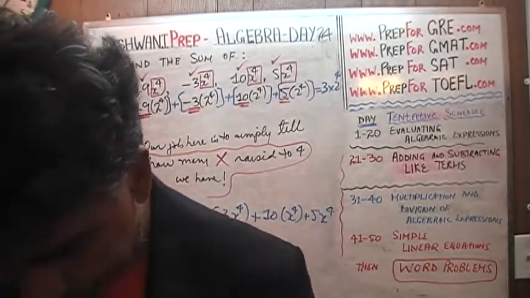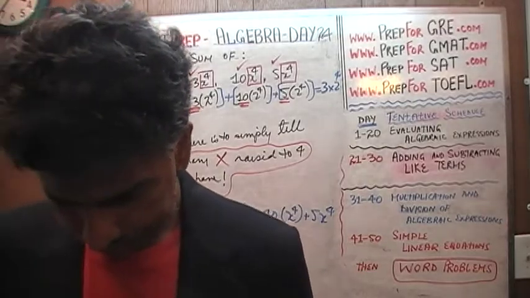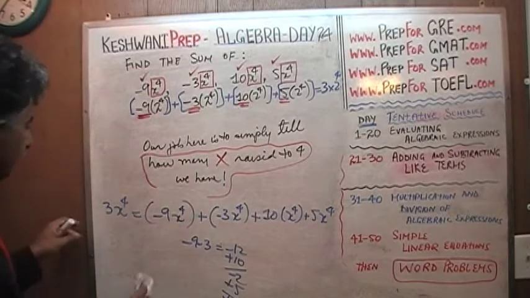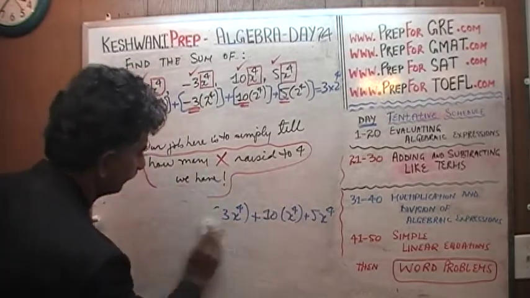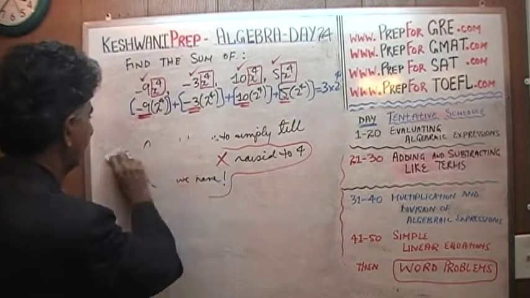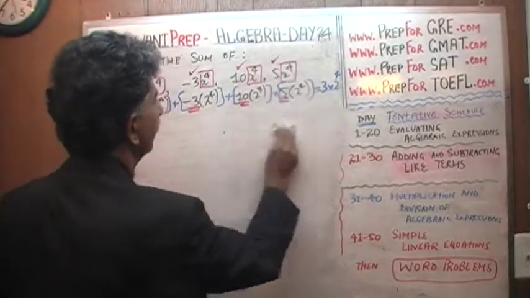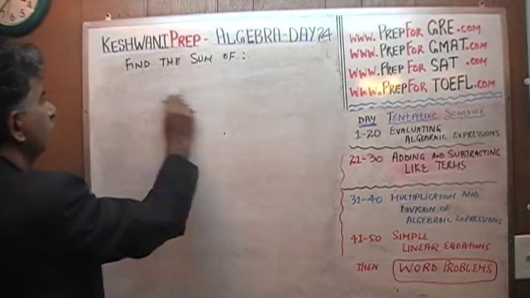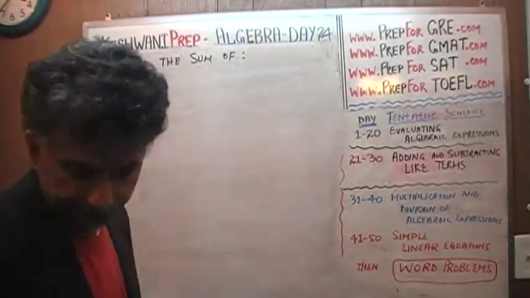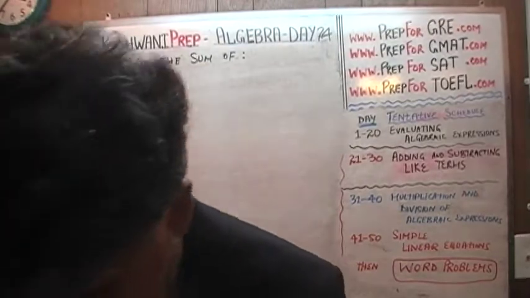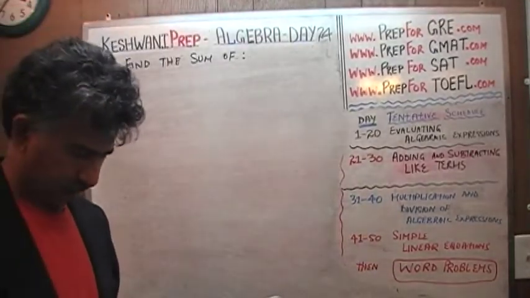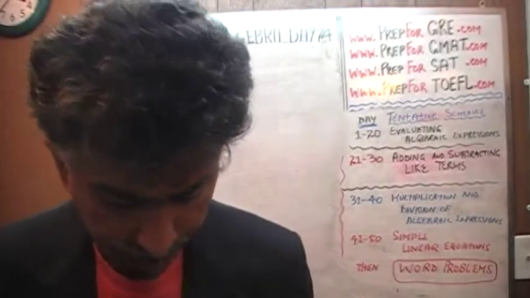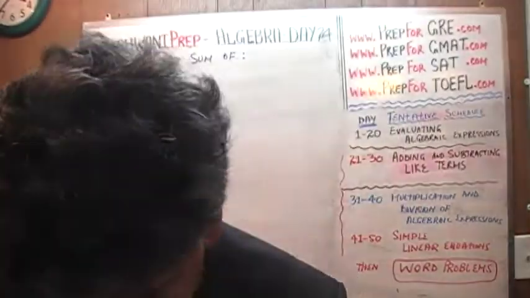Should we do one more? Let's do one more. Why not? Okay, let's do one more. I need to erase everything, obviously. Here's the next one. Let's not write in red. Red is difficult to read.